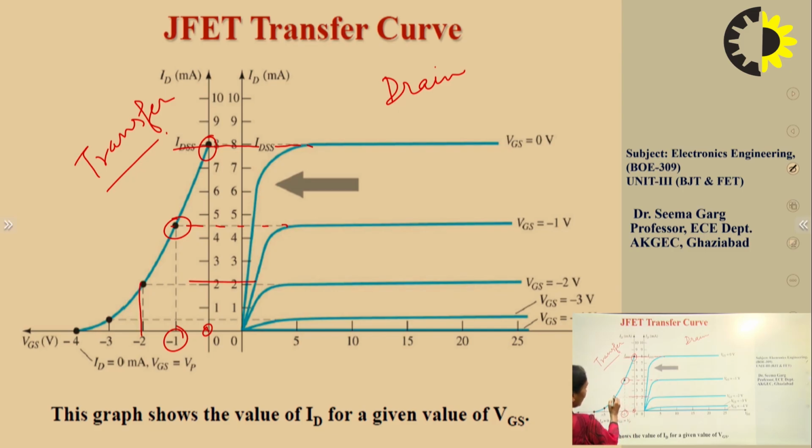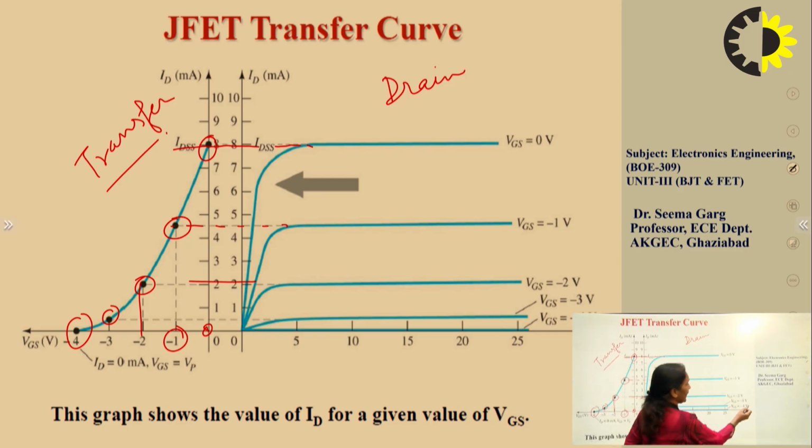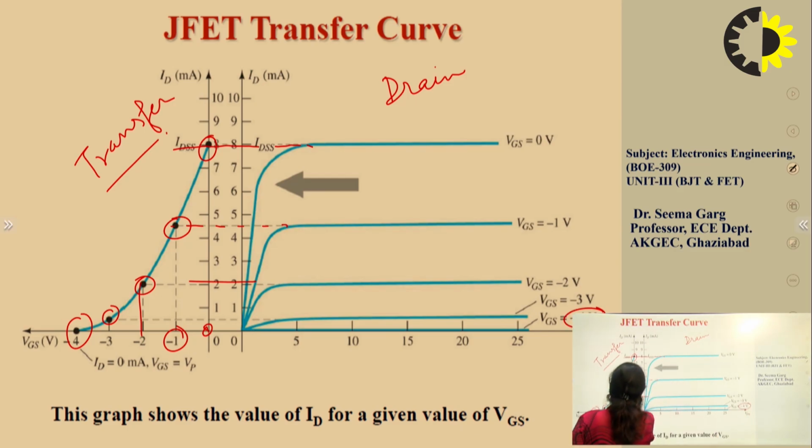Similarly, here the intersection of these two will give this point, and as soon as you apply VGS equal to VP, that is, let's say, minus 4 volt in this case, then we get this current equal to 0. If you connect these points, we get the transfer characteristics. So this is how graphically you can always draw the transfer characteristics with the help of the drain characteristics.